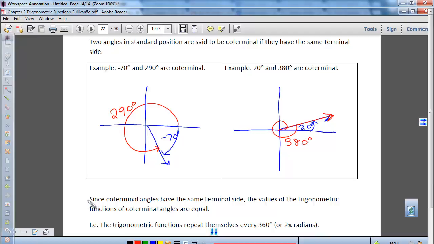Okay, and most importantly, since coterminal angles have the same terminal side, the values of the trigonometric functions of coterminal angles are equal. I know that sine of -70 degrees is equal to sine of 290 degrees because they are coterminal. Okay, that's just an example. So usually we try to think in terms of angle measures between 0 and 360 because everything has to be coterminal to something in that range.